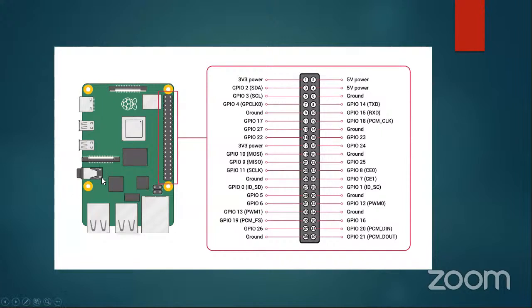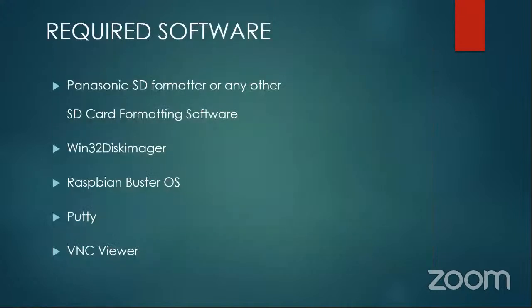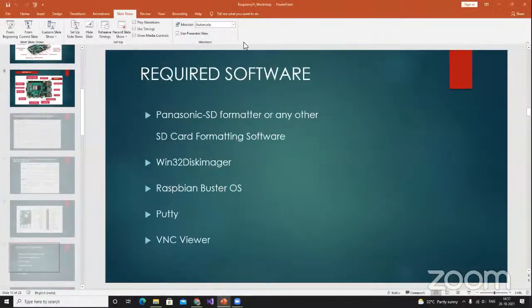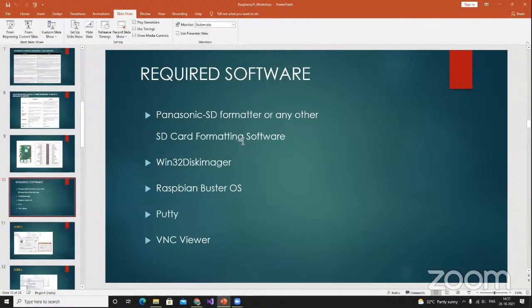And here you can see the 3.5mm jack, and this one is the camera port, this one is the display port. Beneath this port we have an SD card slot. So that is the thing you have to understand. And some of the required software you have to install. So one of the things I need to install right now.